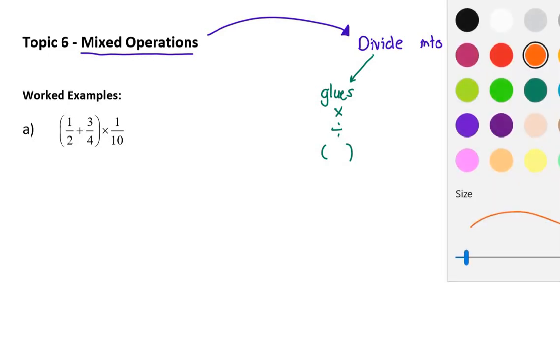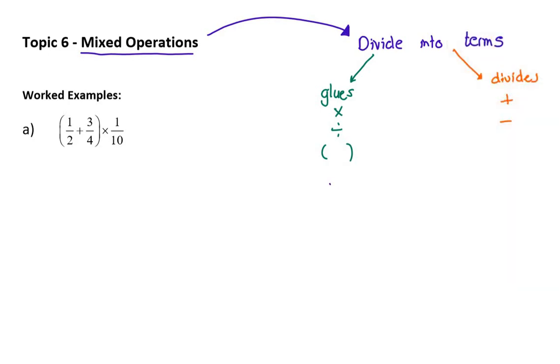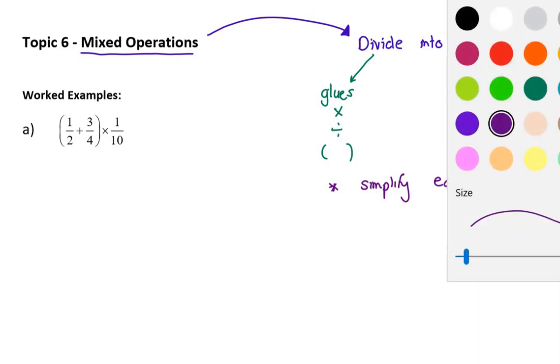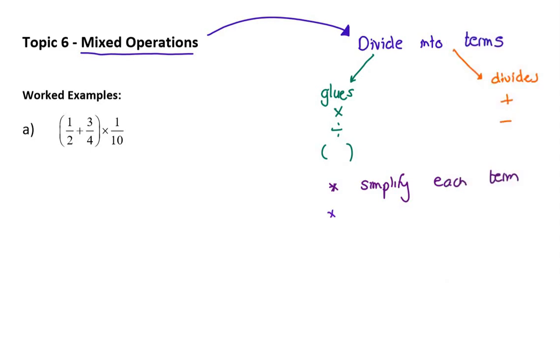Why? Because once you've divided into terms, we basically simplify each term, and then we move from left to right. So we don't have to actually worry about what to do first, because once you've divided into terms and simplified each term, you basically just work from left to right. You add and subtract from left to right. Now, there's only one extra thing that I need to add in here.